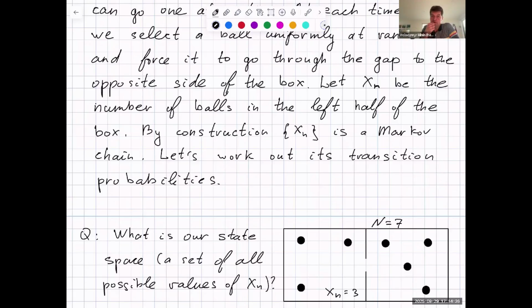Any questions on this? Did you have time to think about the construction? So we're grabbing the box. For example, I can grab the box, maybe I randomly grab this molecule and move it to the other side. So there will be four on the left and three on the right in the next configuration, and so on. And then we'll continue playing this game forever.